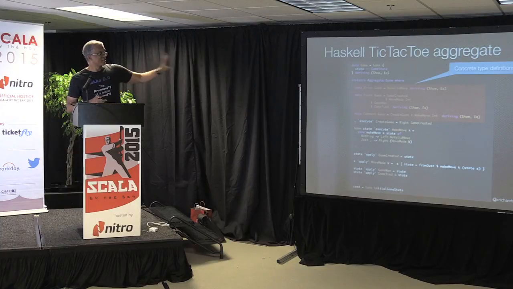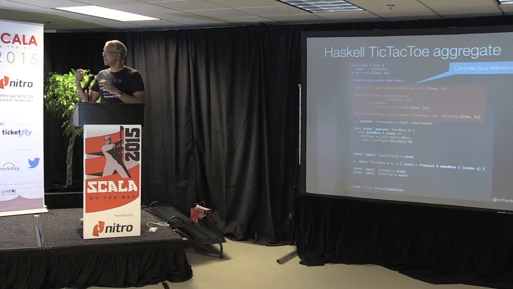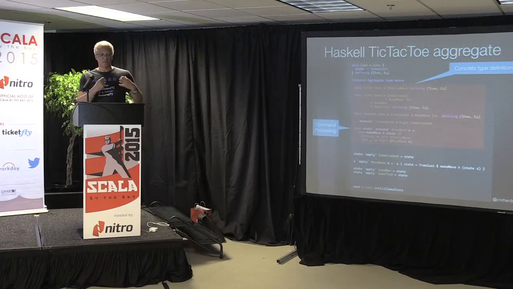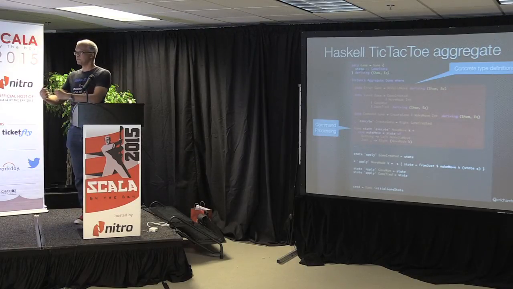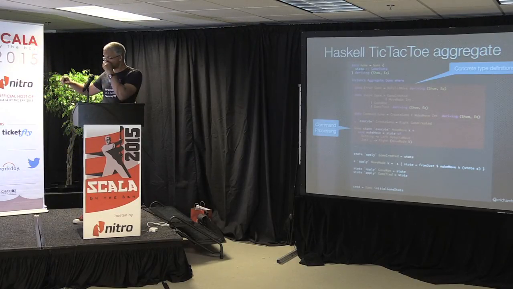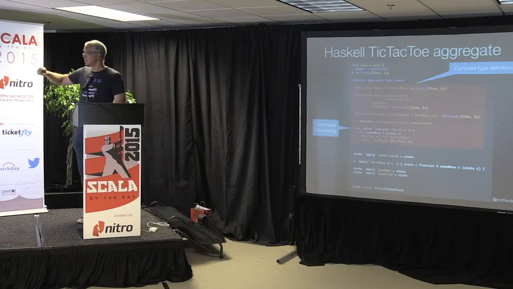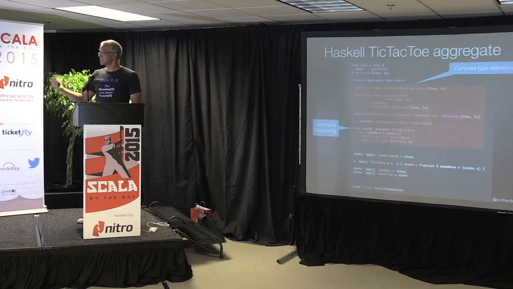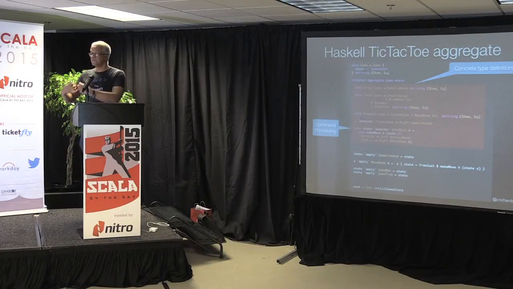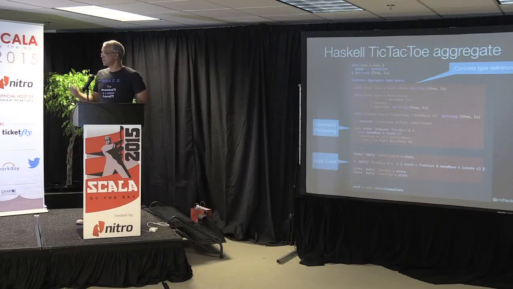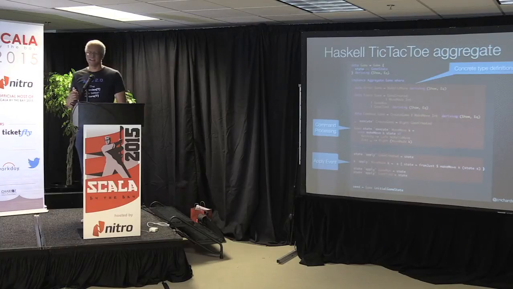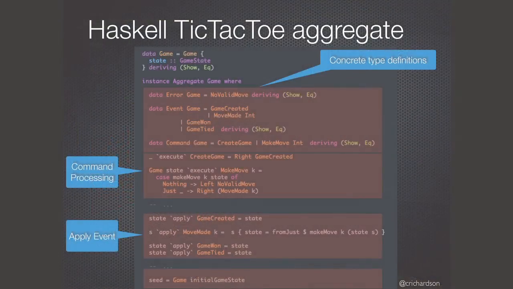So you can see that it's defining the concrete types for error, event, and command. It's also defining what executing a command means, and it's actually trying to make a move, like place an O or X at a particular square, and if it succeeds, it returns the move made event, otherwise it returns an error. And then at the bottom there's the apply event logic. That was just kind of a quite nice definition.